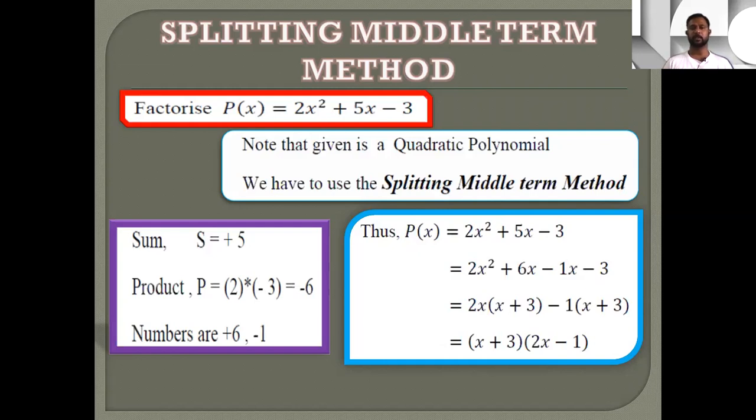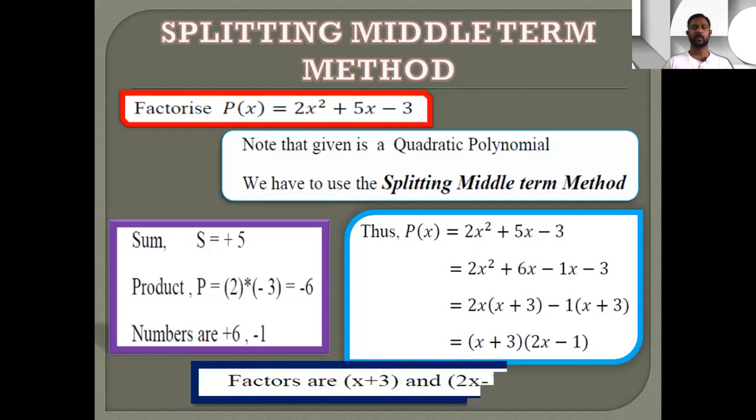Now consider the first two terms, 2x square and plus 6x. What is common? 2x. So take 2x out: x plus 3. Minus 1x minus 3. What is common? Minus 1. Take it outside. So you take it outside from the next two terms. Now from this line, x plus 3 is common. So take x plus 3 out. What remains is 2x minus 1. We are concluding here. The factors are x plus 3 and 2x minus 1.